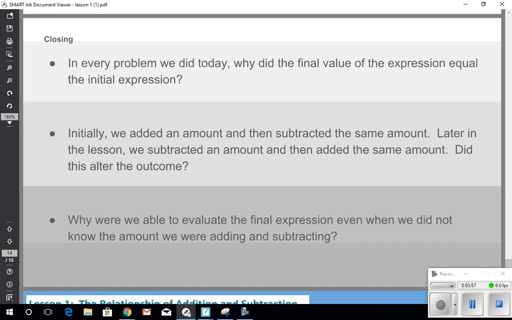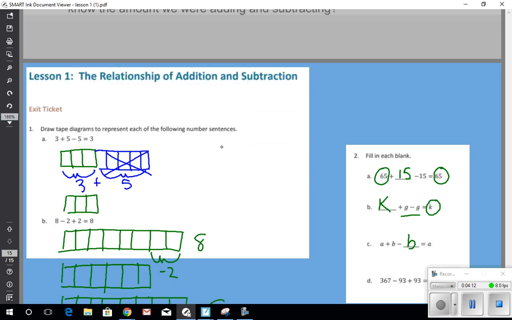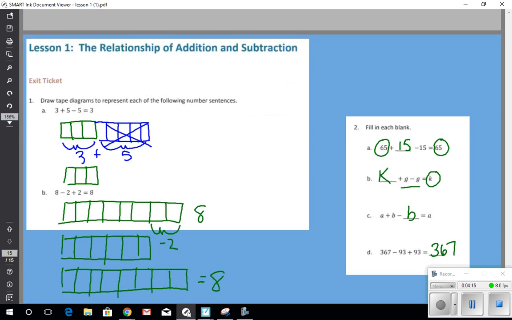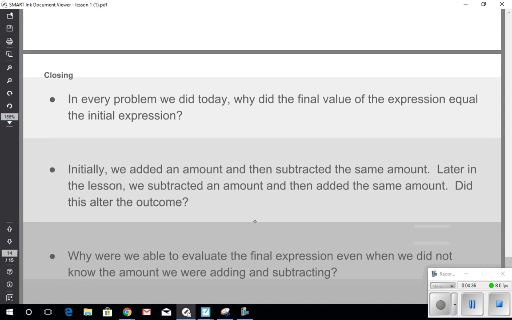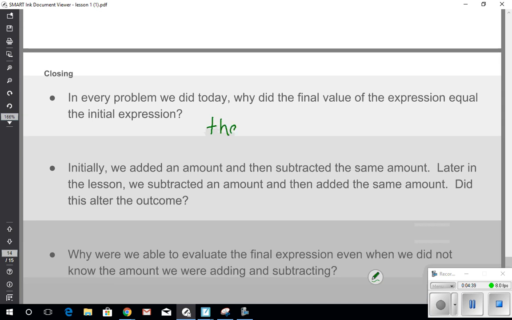In every problem that we did today, why did the final value of the expression equal the initial expression? The initial one is the one we started with, and it's because the overall change was 0. So when I took a look at problem A, we added 5, then we took 5 away. If I add 5, then I take 5 away, that is the same as adding 0. Down here, I subtracted 2, but then I put 2 back on. That's the same as adding 0. Same thing with everything over here. So the change is 0. They cancel each other out.